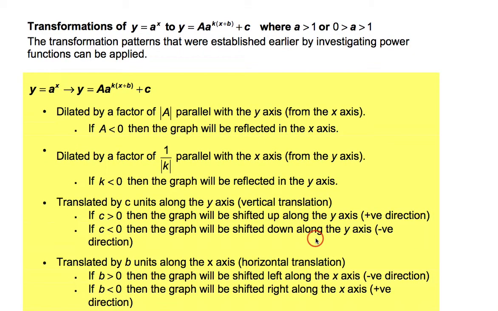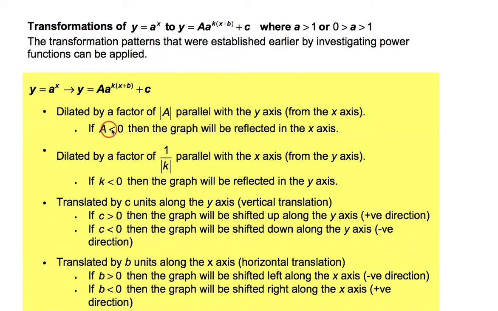Transformations. So basically with the transformations, it's not unlike what we've covered previously. If we look at the basic y equals a to the power of x and how that transforms to this general case, y equals capital A of base a to the power of k multiplied by x plus b, plus some constant c, then we can see the effect here. The effect of capital A: this will be dilated by a factor of the magnitude of A, so we ignore the sign here, we just look at the size of it, parallel with the y-axis. That is, it's from the x-axis. So in other words, we take every y value and we multiply it by the size of capital A.